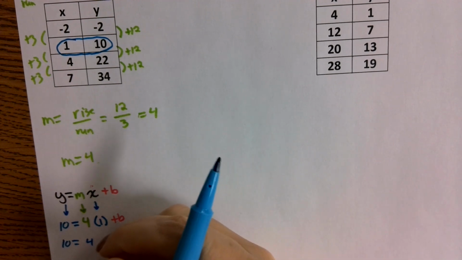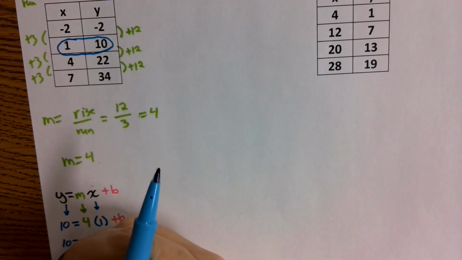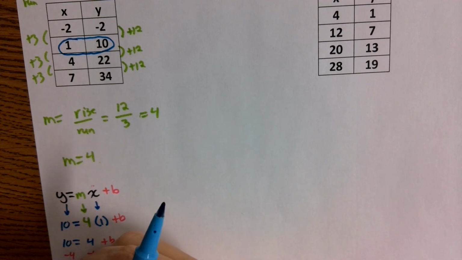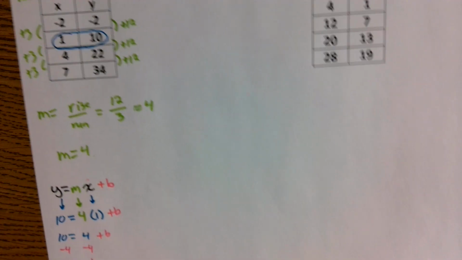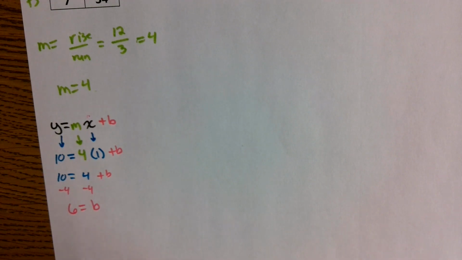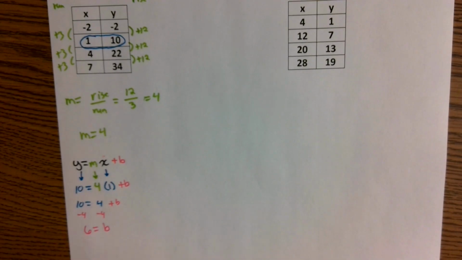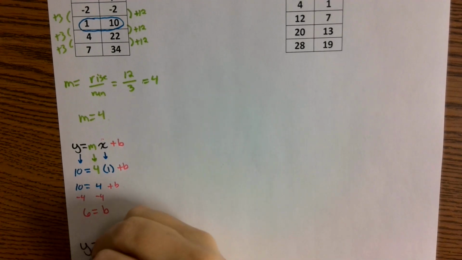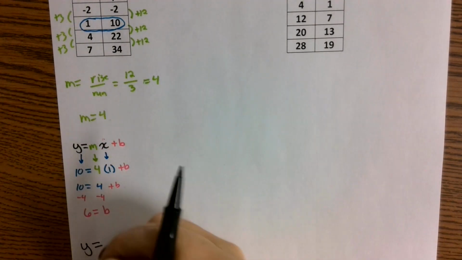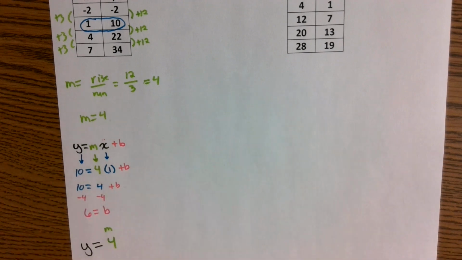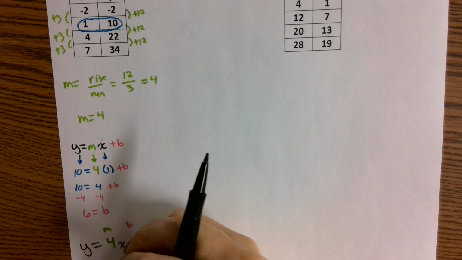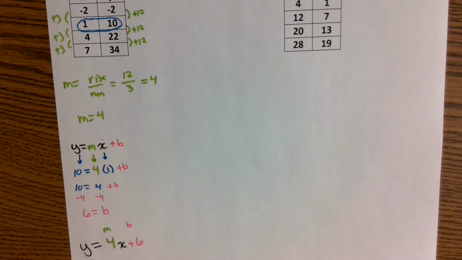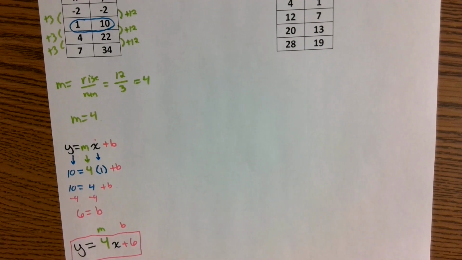What are we going to do? Subtract the 4, and what will the value of b equal? 6. b is equal to 6. We get a 6 for our y-intercept. So then our equation is y equals slope, which is 4, that's our m, times x, and then plus b, plus 6. There's our equation. Okay, let's take a look at the second one.